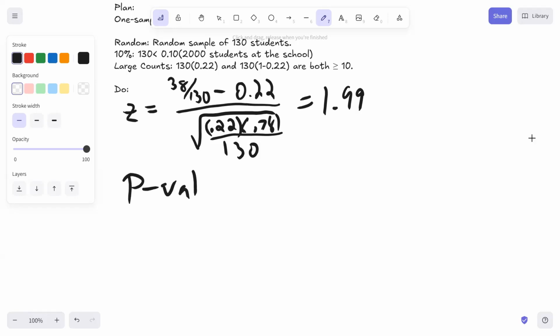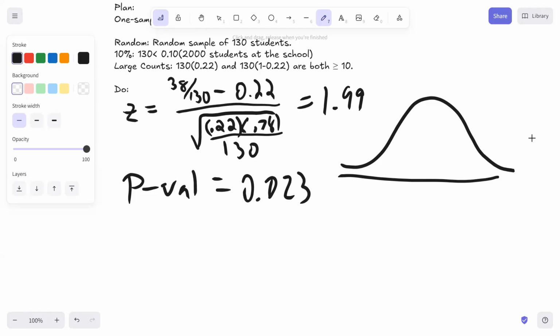based on a z-score of 1.99, is going to be 0.023. If you draw the graph, you would have the normal probability curve, the mean of 0.22, and you'd be up here at a z-score of 1.99, which is 0.2923. That's what the sample proportion would be as a decimal, and we'd shade to the right to show that.